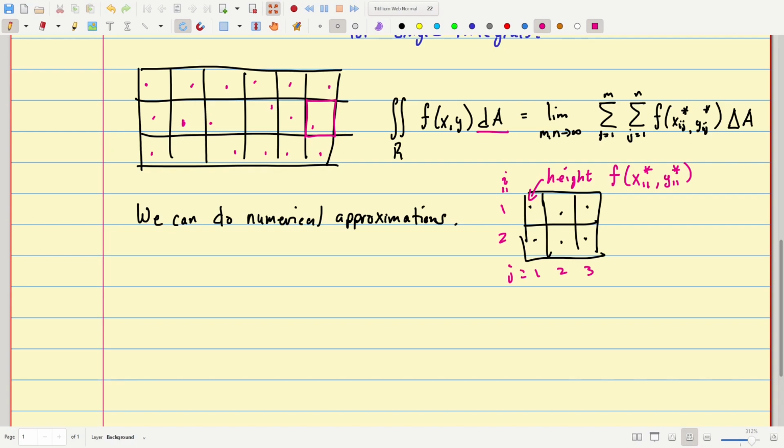Okay, so I have a height from this. This would be my delta A. And then I add all of these up. So in this case, I would have 6 values to add up, and that gives me my numerical approximation. Questions about that? All right. Okay.